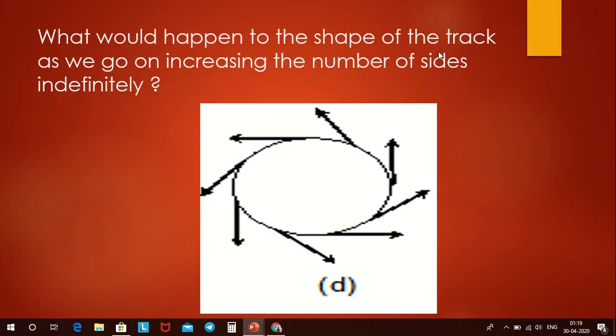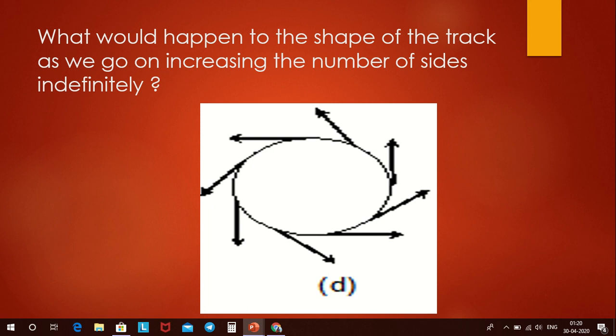What would happen to the shape of the track as we go on increasing the number of sides indefinitely? Earlier you have taken 4 sides, then you have taken 6 sides, and then 8 sides, and every time you have found that if the number of sides increases, then the number of changes of direction also increases. Right? So it is observed in the figure that as the number of sides of the track increases, the athlete has to take turns more and more often.